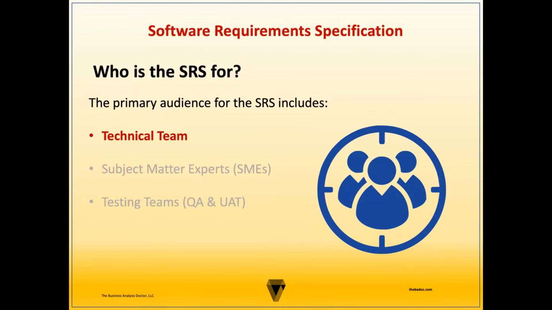The technical team will use the software requirement specification as a guide to develop solution designs and to build and implement the software solution. Properly decomposed functional requirements should provide enough detail for developers to unit test the code during development. The subject matter expert, or SME, will be responsible for reviewing the SRS for accuracy and completeness. While other roles may be involved in approving the SRS, they often rely on the SME's knowledge for approval.